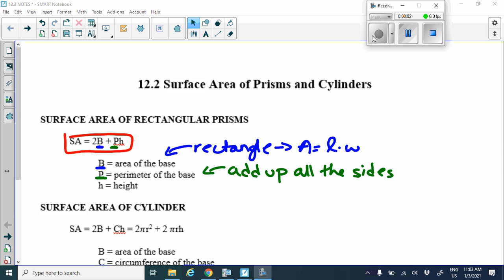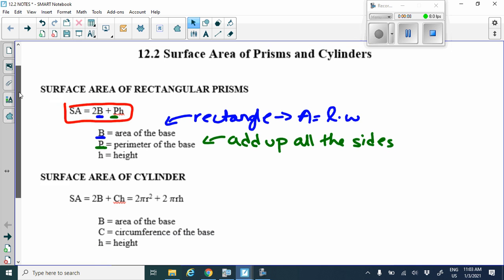Hey guys, so here's part 2 of the 12.2 notes. We're now going to be talking about surface area of cylinders. So let's look at our formula here.